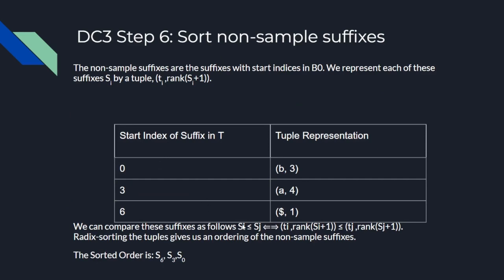By this rule, which basically translates to: if T of i is less than T of j, then S of i is less than S of j. If those are equal to each other, then you have to check the ranks. In our case, it's very simple to sort them because none of the characters are the same, so we sort them by the characters. We don't have to worry about the ranks. So the sort order we get is S of 6, S of 3, and then S of 0.